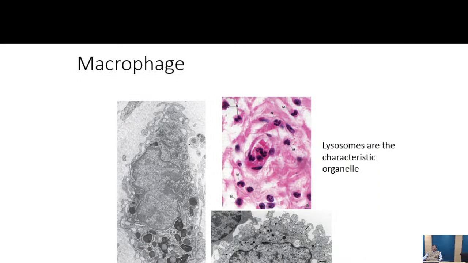This is a macrophage. You can see the periphery of the macrophage is very much irregular. They are projecting filopodia, and whenever they encounter some foreign material, they will engulf it. And you can see the lysosomes over here.